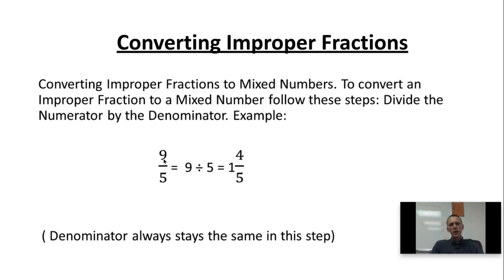Now, there is no way you can have 9 out of 5. So that would be considered an improper fraction. So what you would do by division is get your 1 4/5. So when you convert 9 over 5 by dividing, you'll get 1 4/5.